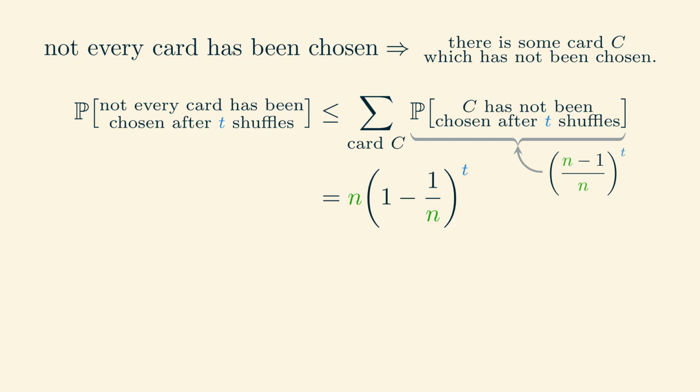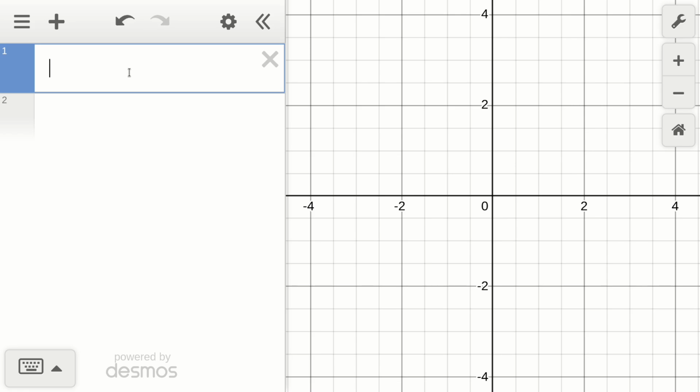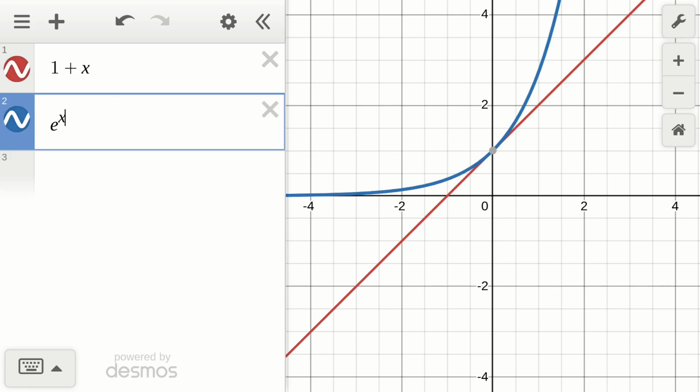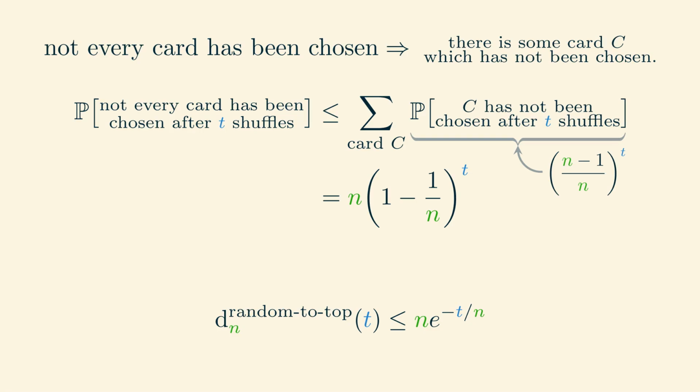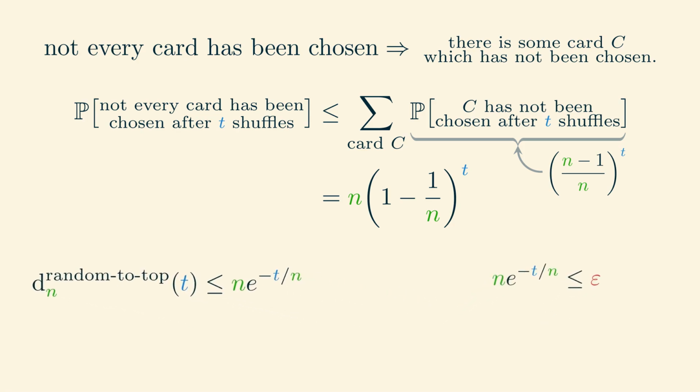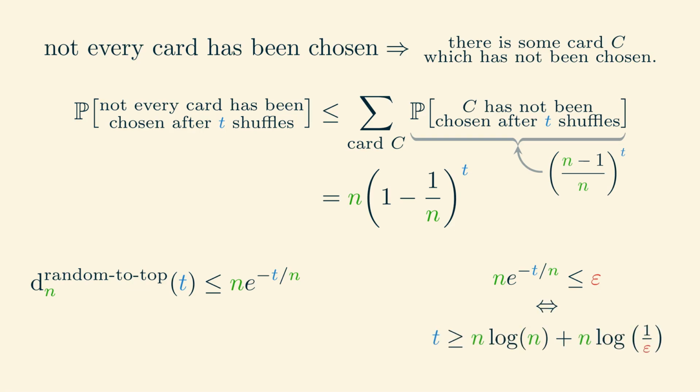This could be our final upper bound for the distance after t shuffles, but since 1 plus x is upper bounded by e to the x, I'll just upper bound this by n times e to the minus t over n. Trust me, this will make the algebra that I'm about to do a lot simpler. If we just want to know how many shuffles we need to do, we can set this equal to the desired distance from the uniform distribution and solve for t. Specifically, if we want to get within epsilon of perfect randomness, we can get there with at most n log n plus n log 1 over epsilon random to top shuffles. And of course, the same upper bound holds for the top to random shuffle.